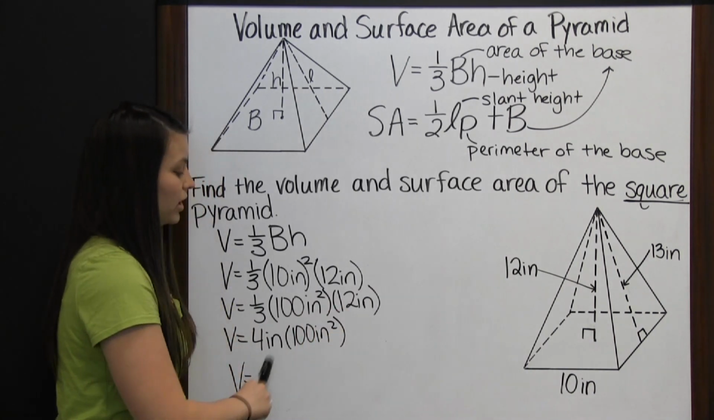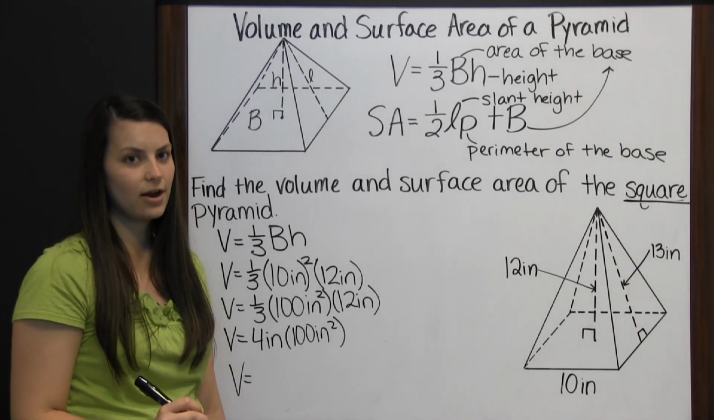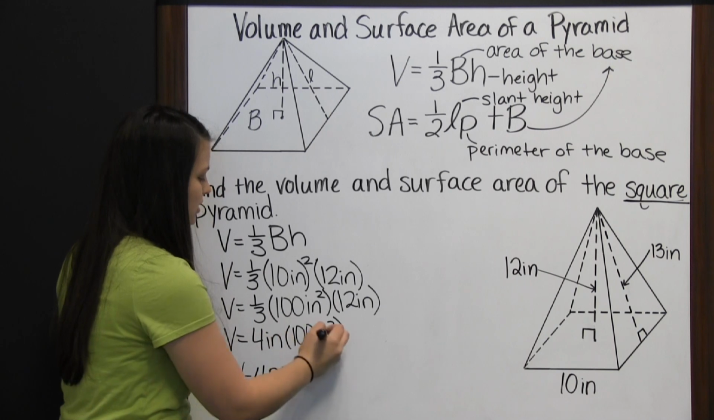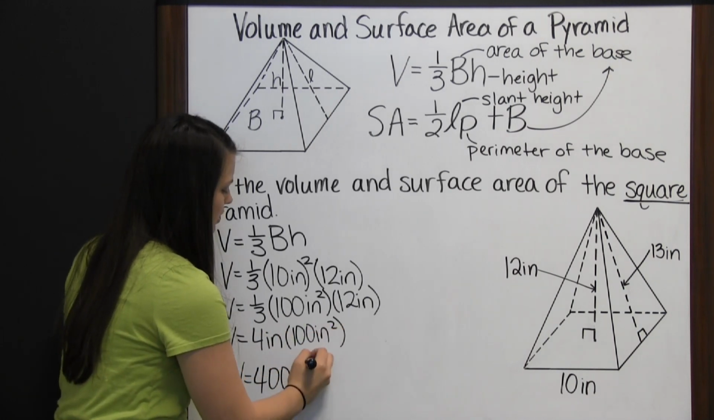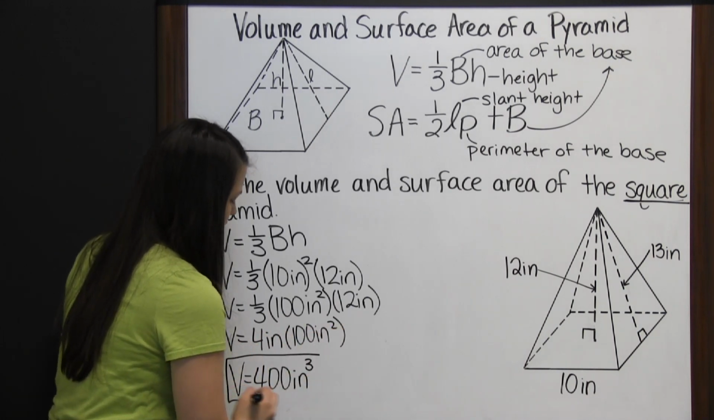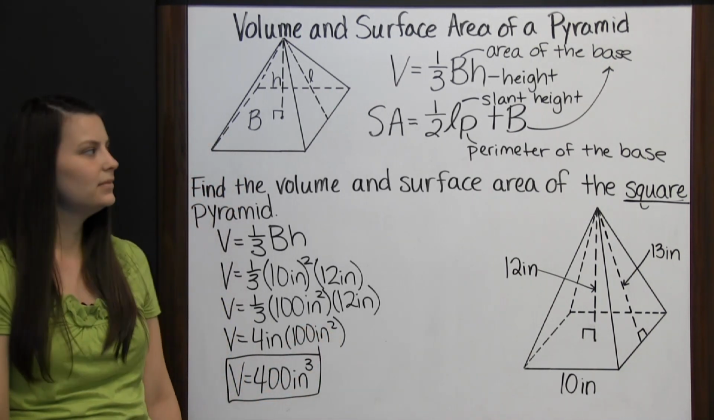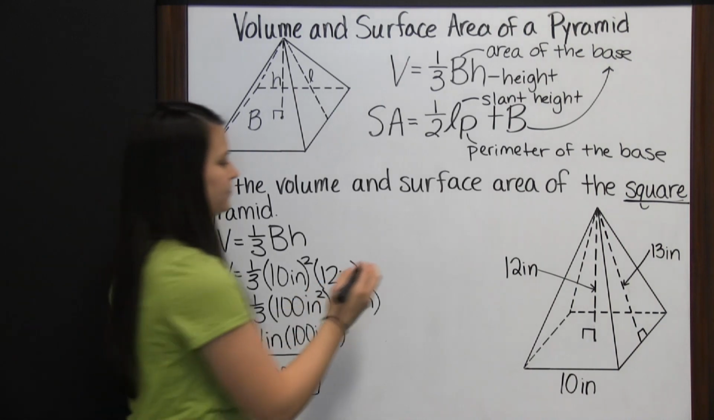Finally, we multiply 4 inches times 100 inches squared. 4 times 100 is 400. Inches times inches squared is inches cubed. So the volume of the pyramid is 400 inches cubed. Now to find surface area.